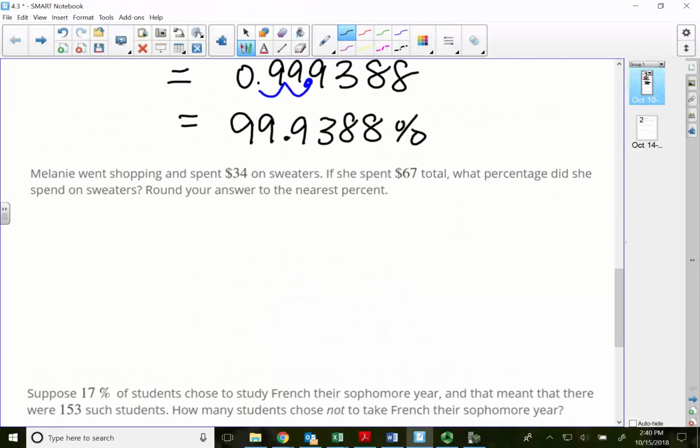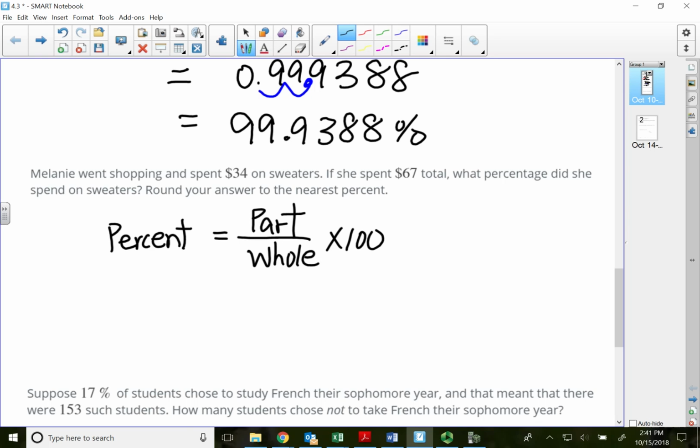All right, Melanie went shopping and spent $34 on a sweater. If she spent $67 total, what percentage did she spend on the sweater? So the sweater is $34. In order to find a percentage, we normally take the part divided by the whole and make sure we times 100. Okay, that's from the formula above.